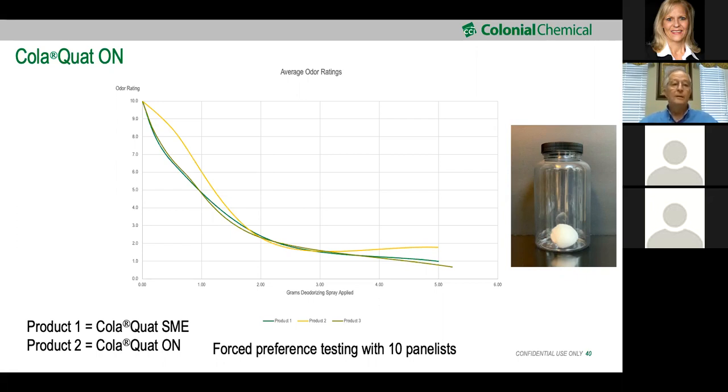And you can see for the three substances tested, the Coliquat SMA, which we'd call our standard here, the Coliquat ON, as well as a third compound, which we don't identify, you see a nice reduction in odor. And this was a forced preference test. We had 10 panelists, and they were forced to rate each of the jars. And we found pretty good correlation even among 10 panelists. This is a very, very subjective way to do things. We've moved on to more objective and quantifiable means of doing odor reduction now.